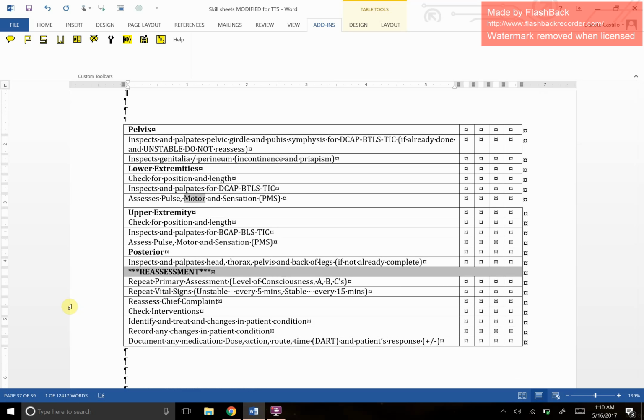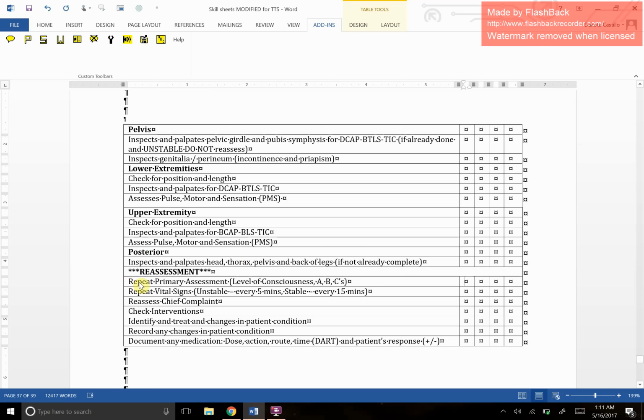Assesses pulse, motor, and sensation, PMS. Upper extremity. Check for position and length. Inspects and palpates for DCAPBTLS. Assess pulse, motor, and sensation, PMS. Posterior. Inspects and palpates head, thorax, pelvis, and back of legs, if not already complete.